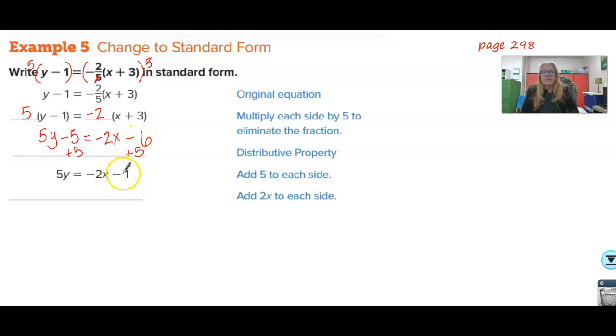We're still not done, though, because this is standard form we want. We've got to have this x over here. So then you would add 2x to both sides, and we would have 2x plus 5y equals negative 1. A, B, and C are all integers. A is not negative, and they do not share a common factor. So this is our fully reduced format.